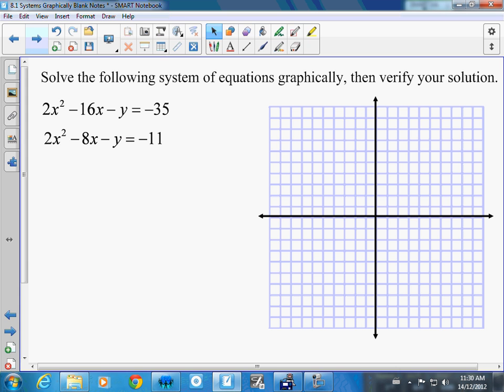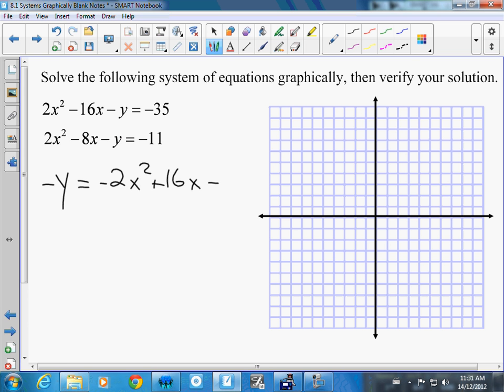So can I plug both of these into the calculator right away, or what's wrong with them? You got to move them around. Okay. So let's do the first one. Negative y equals negative 2x squared plus 16x minus 35. Is that correct? And now what happens to the signs of the sides? So y equals 2x squared minus 16x plus 35. Is that correct? You got to check my math as we're doing this, right? I'm doing this pretty quick.